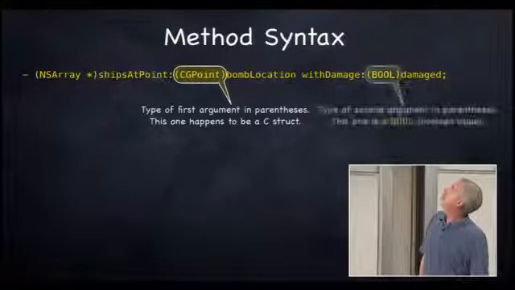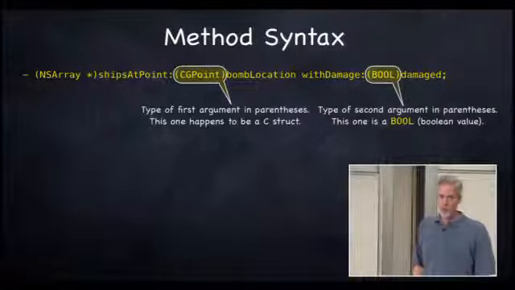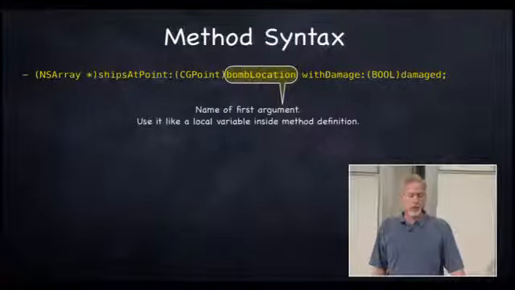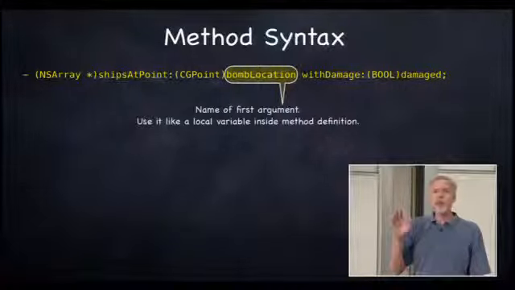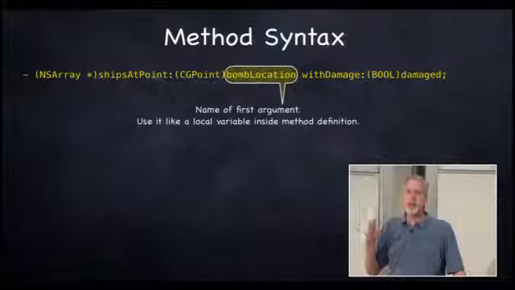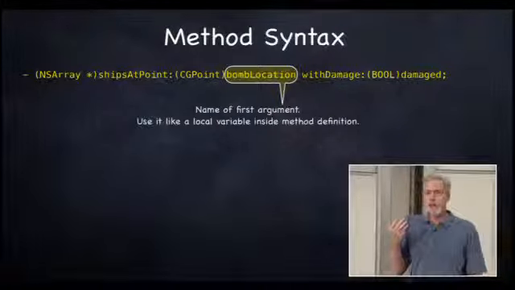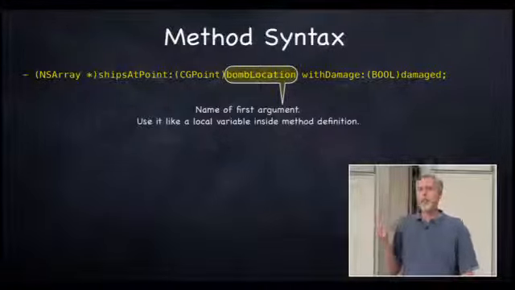This is the second argument. This one's a BOOL, just for variety. Here's the name of the first argument. In the declaration, it doesn't really matter what this is, but it can't be blank. It has to be at least one character. Normal C rules apply as to what variable names can be. Can't start with a percent and things like that.